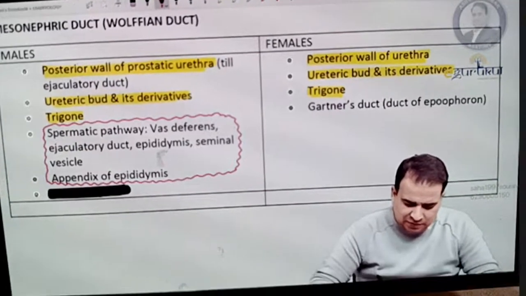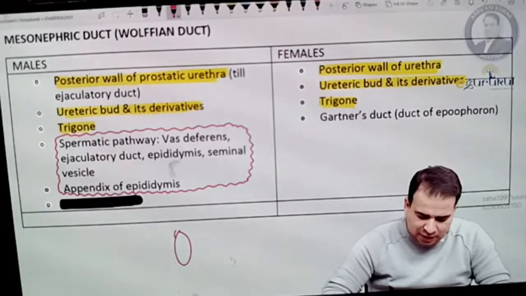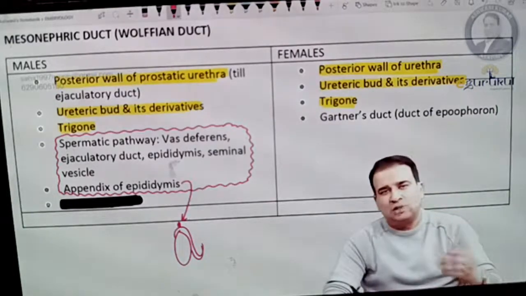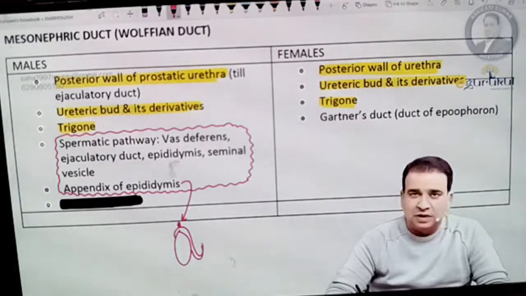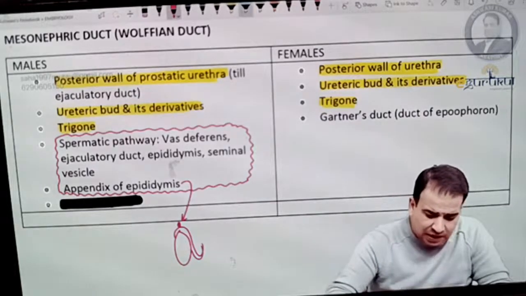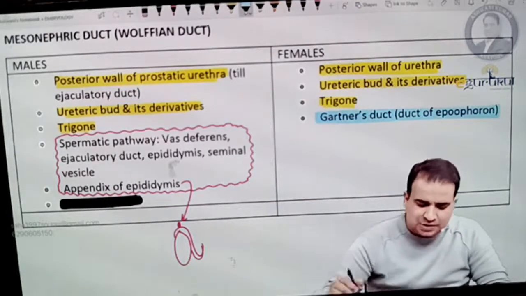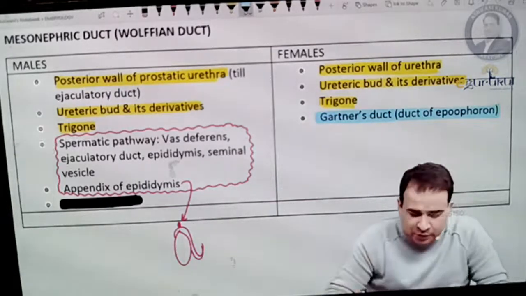Now, what is the appendix of epididymis? If you look at the testis, and this is the head of the epididymis, you will see a small extension there that is called the appendix of epididymis. That is also the remnant of the mesonephric duct. Whereas in case of female, mesonephric duct will give rise to what? It will give rise to the duct called Gardner's duct or duct of Epoophoron.